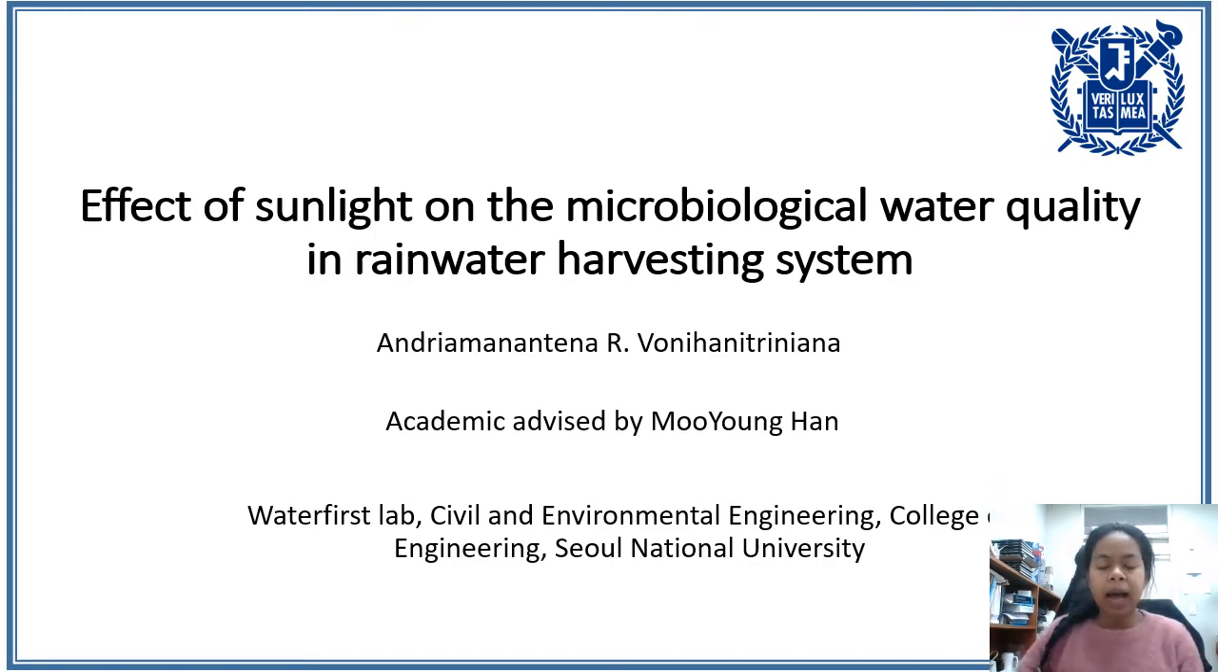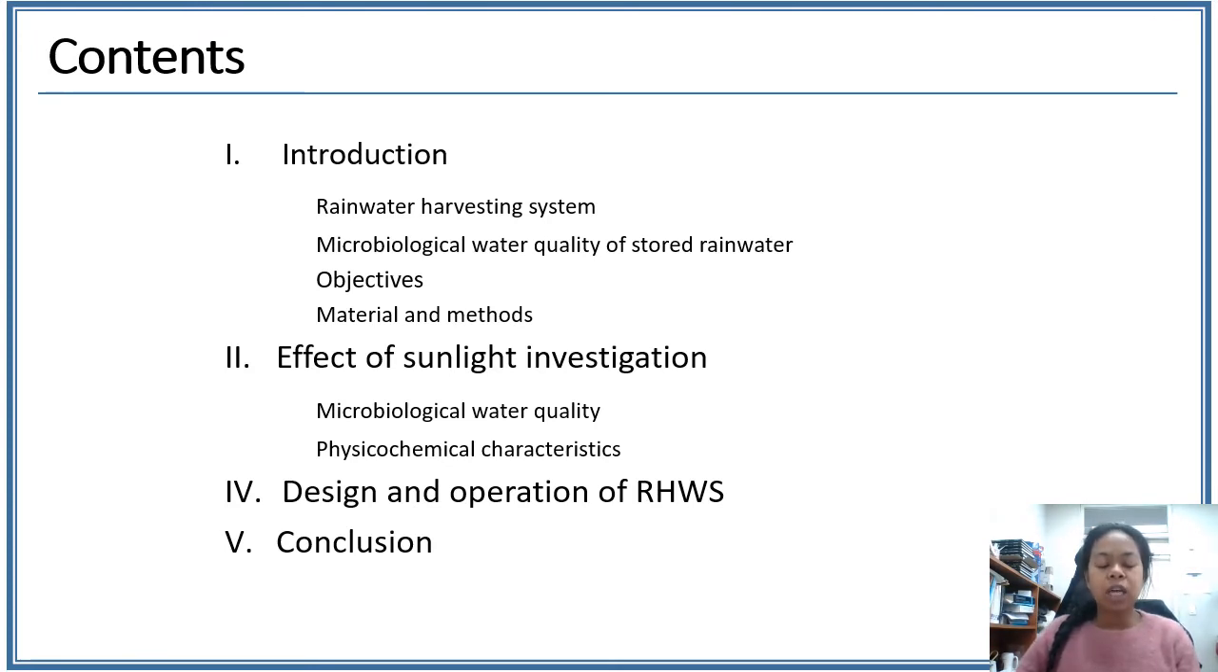To reach that goal, I'll be giving a brief introduction in which I'll go through the questions: what is a rainwater harvesting system? What are the factors affecting the microbiological water quality of stored rainwater? And I will talk about the objectives, materials, and method of our research. Second, I will look at the investigation of the effect of sunlight on microbiological water quality and on physicochemical characteristics. Next, I will give some recommendations about the design and operation of rainwater tanks. And finally, I will conclude with a take-home message.